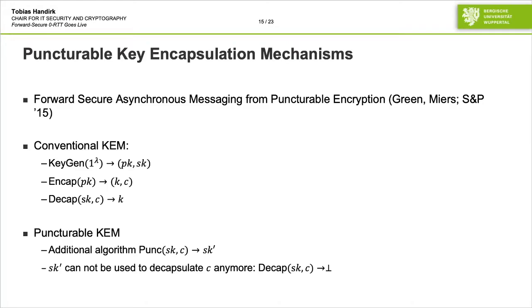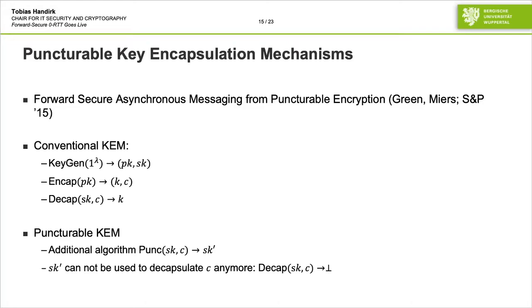Now, in recent years, it was discovered that key exchange protocols can be improved even further to achieve forward security and replay protection for all messages by utilizing a new cryptographic primitive called punctuable key encapsulation mechanisms, or short PKEMs. Punctuable encryption was first introduced by Green and Myers in 2015 to achieve forward security in asynchronous messaging. To achieve forward security in key exchange, we do not use punctuable encryption, but PKEMs.